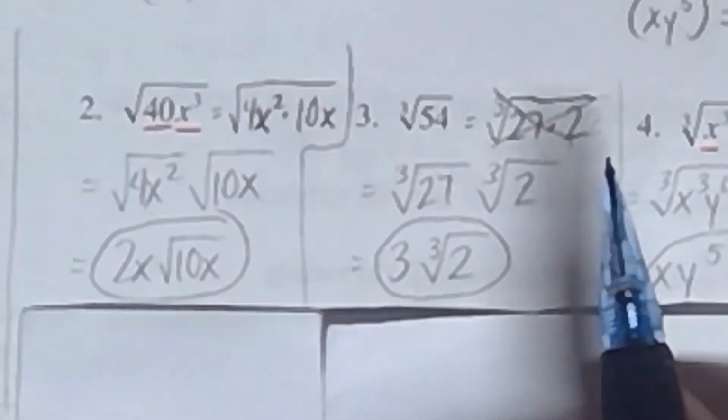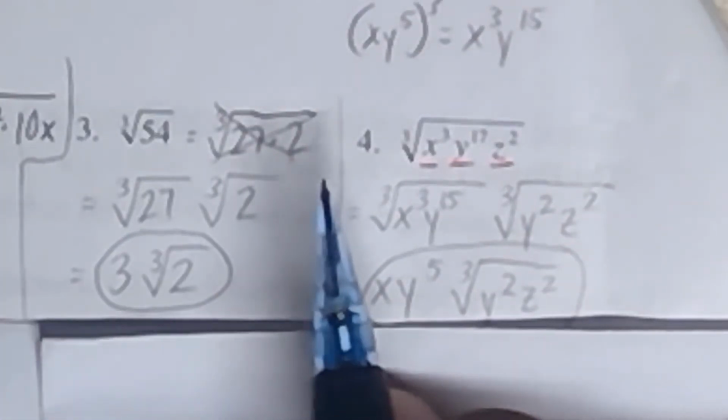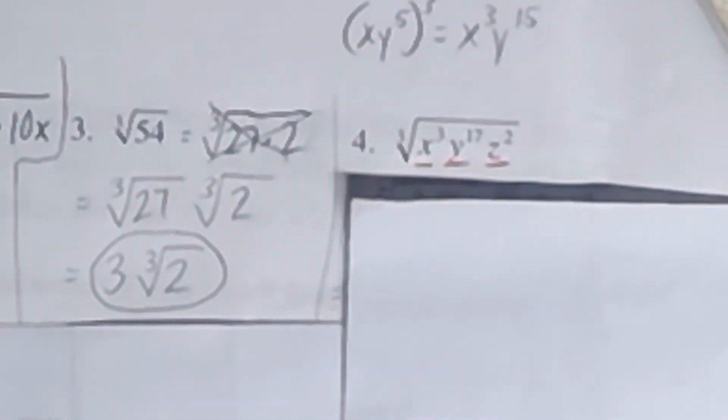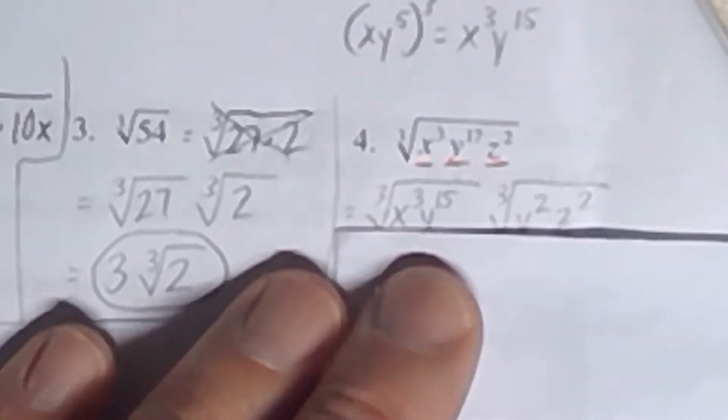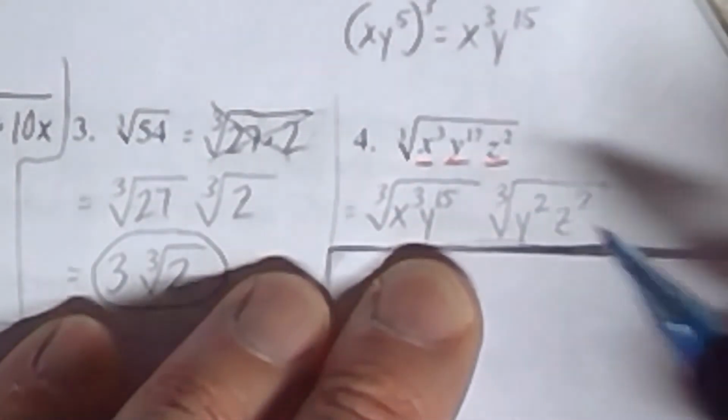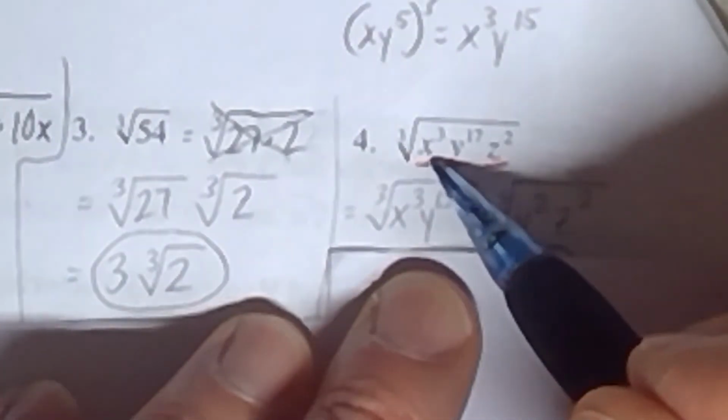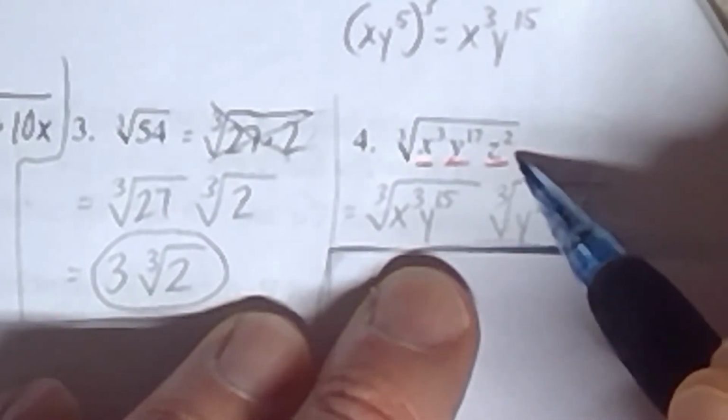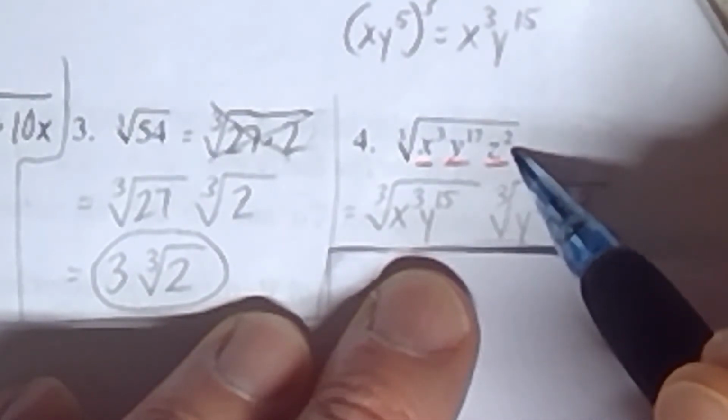Just like we've been doing all along. Number 4, okay, x to the third and y to the 15th. Those are the things that I can factor out of x to the third and y to the 17th. Why did I not factor anything out of z squared?